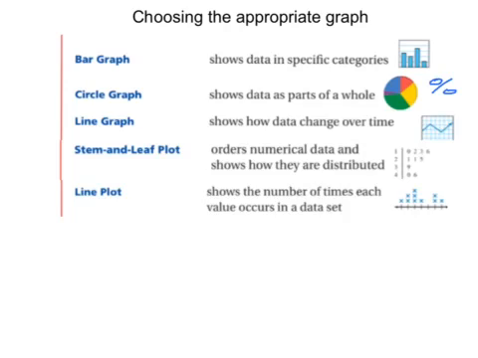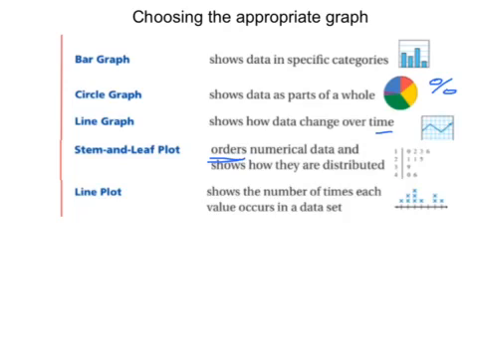Then we've got line graphs. Line graphs are used to show something over time. So when you've got something over an amount of time, a line graph. Stem and leaf plot is used when you want to order your numeric data, meaning you want to put it in order from least to greatest. That's the best way to use that, is when you want something in order.